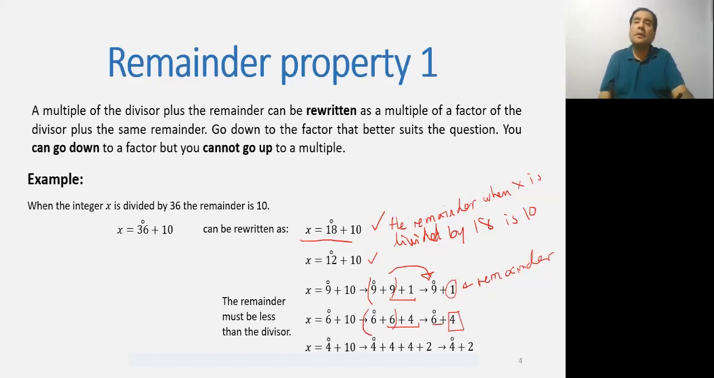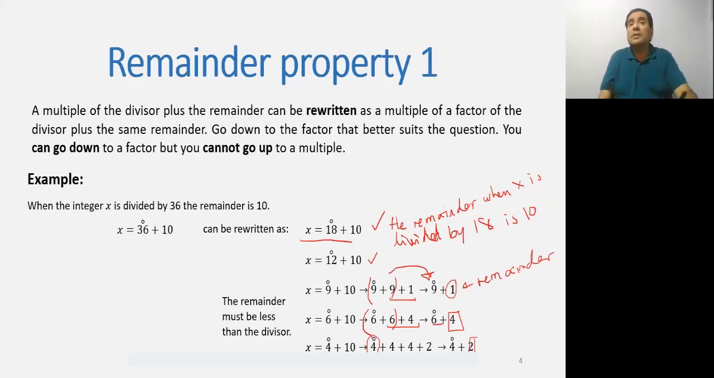And what would happen if we did this with 4 as a new divisor? Since 4 is also a factor of 36, you can say that x is a multiple of 4 plus 10. Since 10 you can split as 2 4s plus 2. That is to say, here you have another multiple of 4, which added to the multiple of 4 on the left, you still get a multiple of 4 plus the remainder. Okay, so this property can be used in that way.